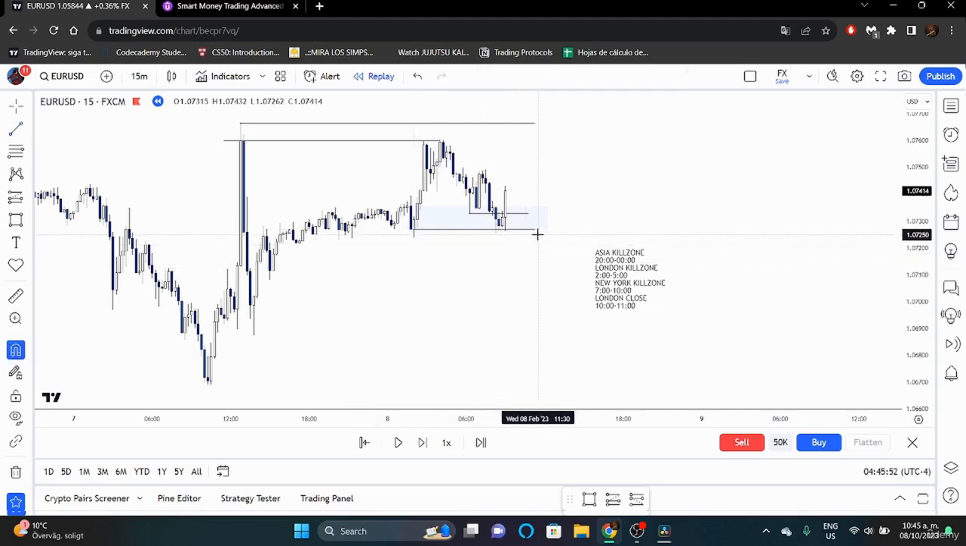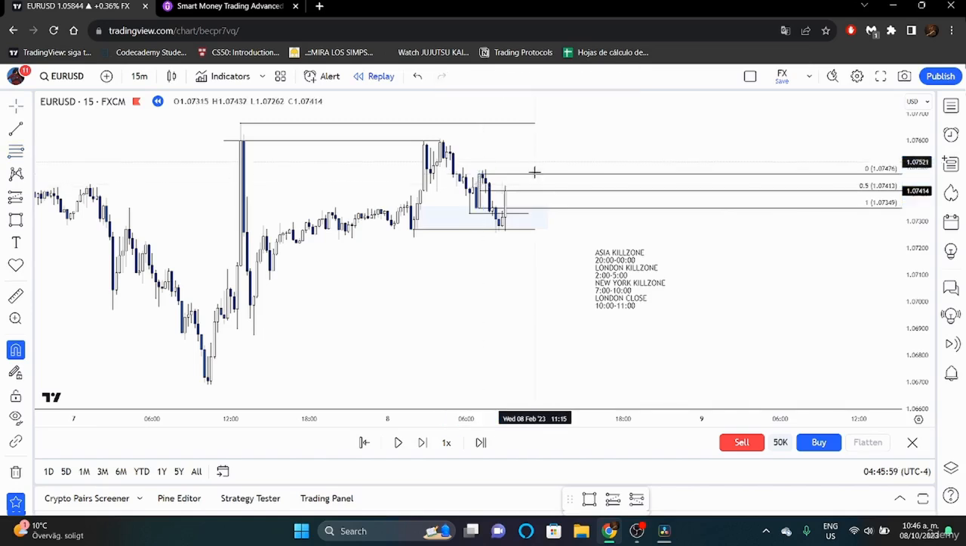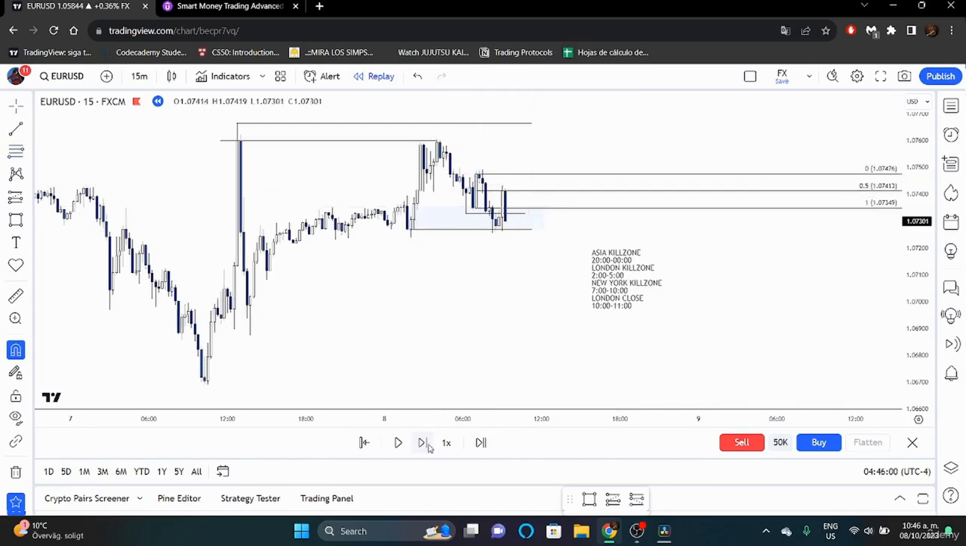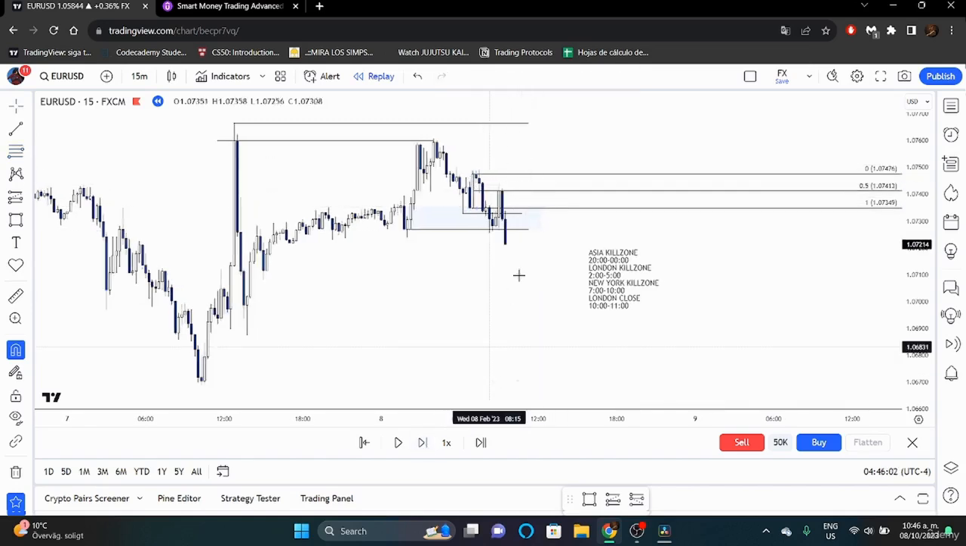Rejection block tapped. Okay. Where are we looking? We saw GTs fail, but this is the one with the big body. We want to see 50% tapped and lower. If not, it's going lower. We take this from this low again. Now where are we looking?